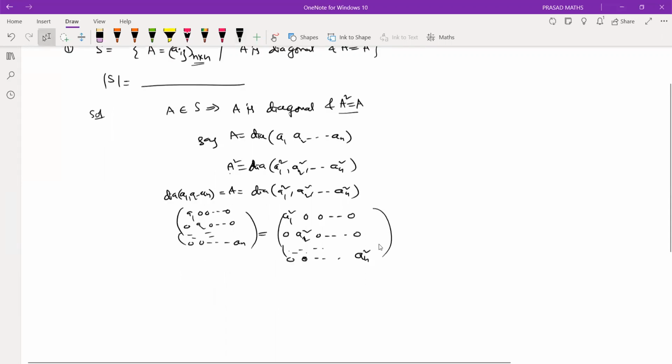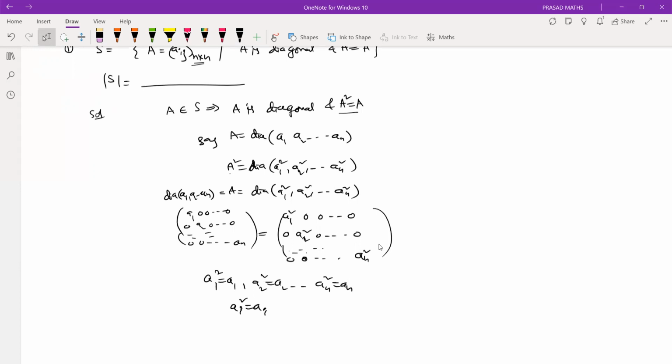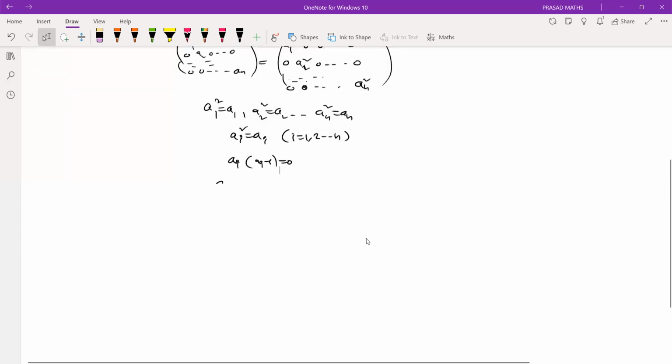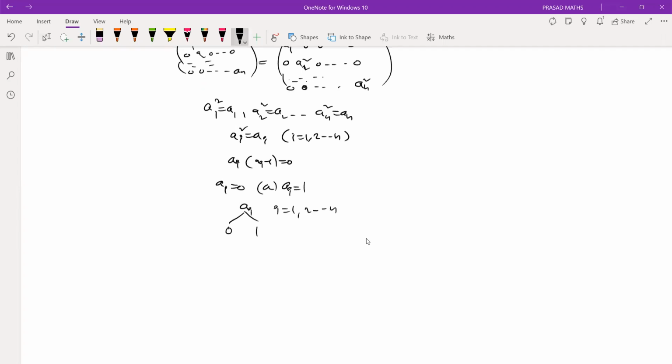Two matrices are equal if and only if their corresponding elements are the same. Therefore, a1 square equals a1, a2 square equals a2, going on to an square equals an. That means each ai square equals ai for every i from 1 to n. Therefore ai times (ai minus 1) equals 0. Since each ai is a real number, either ai equals 0 or ai minus 1 equals 0, that means ai equals 1. Therefore each ai has two choices, either 0 or 1, for each i from 1 to n.